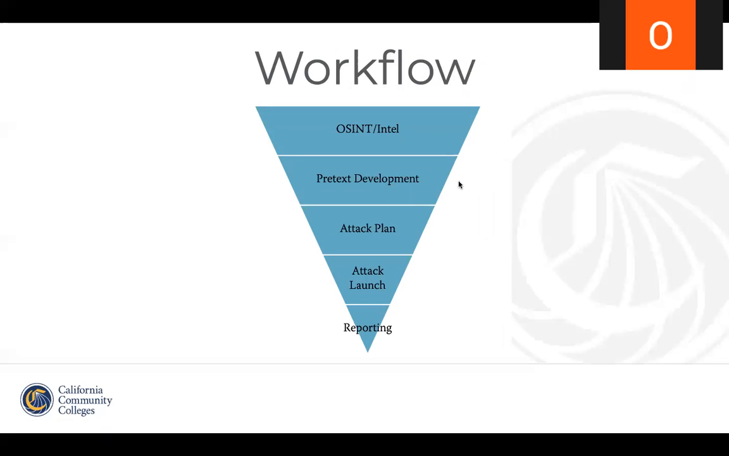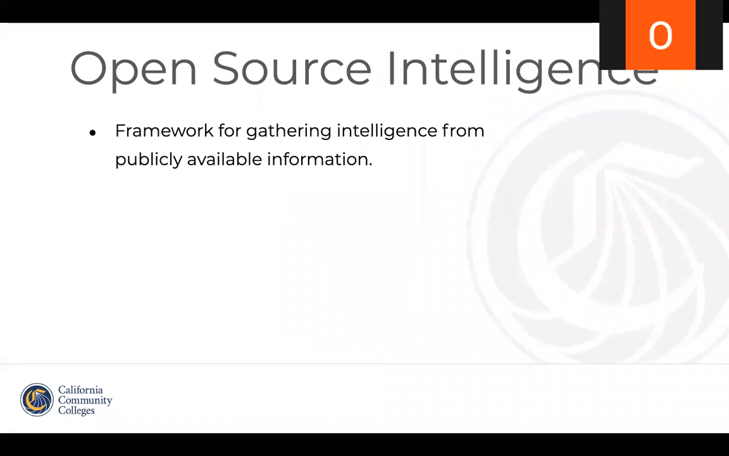So a social engineering attack usually has a workflow of 5 steps. That's OSINT, or open source intelligence. There is pretext development, the attack plan, attack launch, and finally reporting. OSINT is an acronym for open source intelligence, and a social engineer likely spends most of their time on this in the entire workflow.